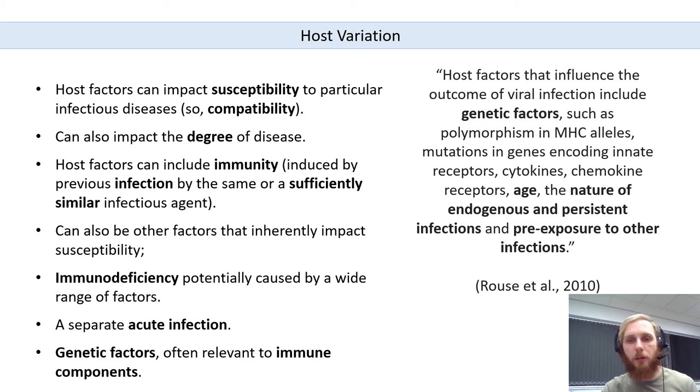Often they're immunological factors. So often the genetic variations are in components of the immune system, and this is why they have an impact on disease susceptibility, on pathogenesis and things like that.